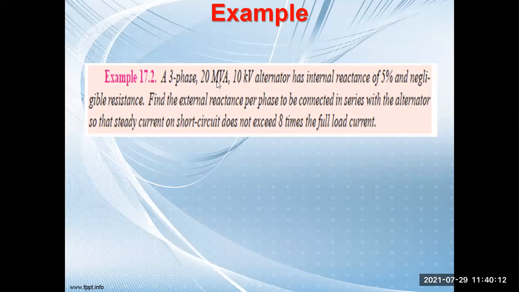So the alternator capacity is 20 MVA, voltage is 10 kV, and the reactance of that alternator is 5%. We need to connect the external reactance per phase in series with the alternator so that the steady current on short circuit does not exceed 8 times the full load current. Okay. So the steady current on short circuit condition should not be greater than 8 times the full load current.